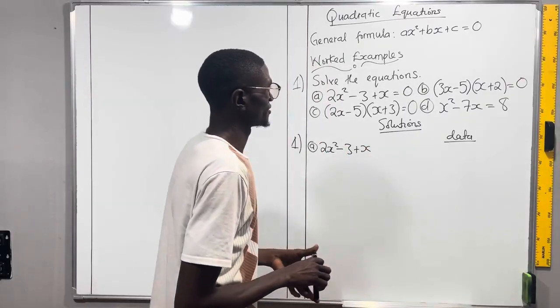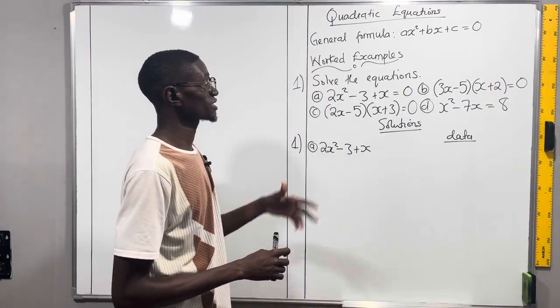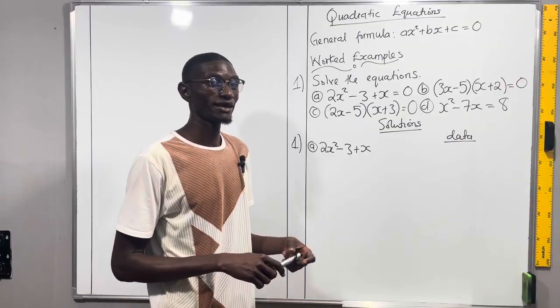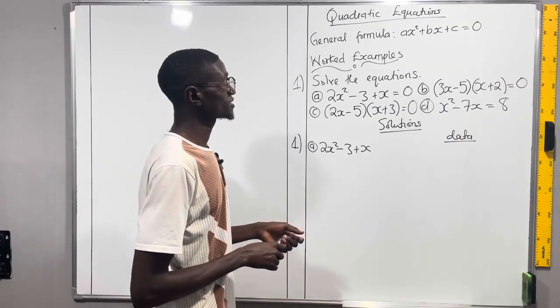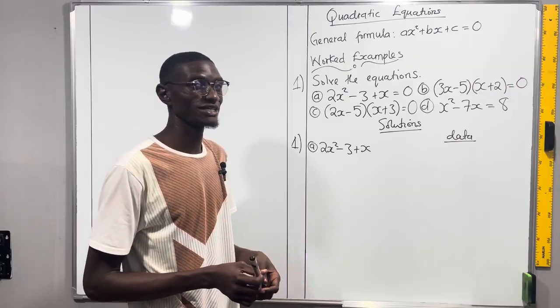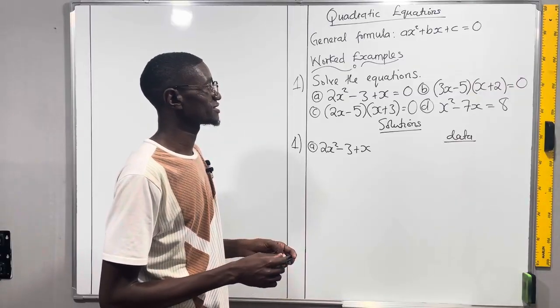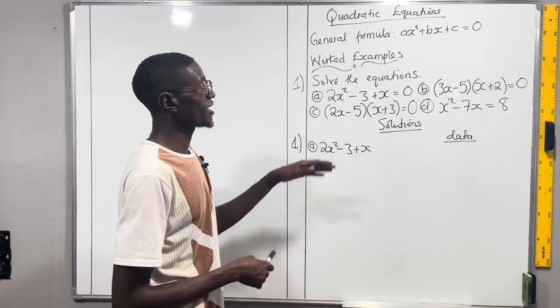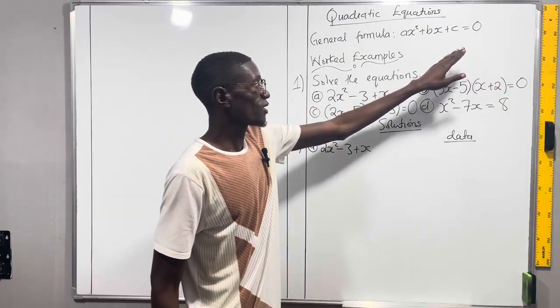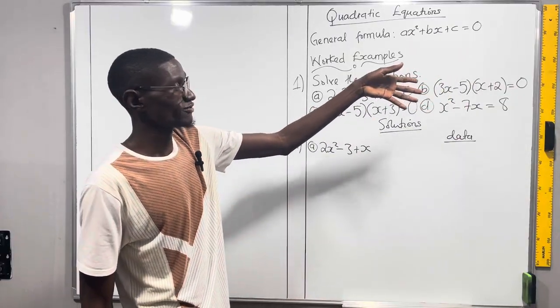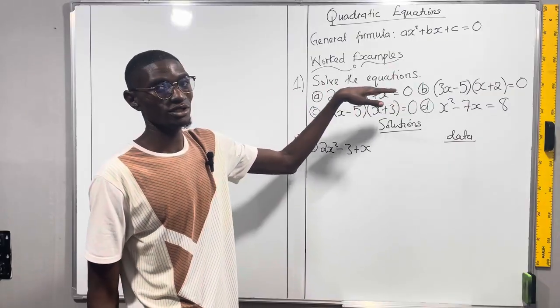Welcome to today's session. Alright, so in today's session I'm going to start looking at quadratic equations. And like I mentioned in the previous session, quadratic equations are very similar to quadratic expressions. The only difference is that quadratic equations are equated to a zero, while quadratic expressions are not equated to any value, and the phrasing also is different.